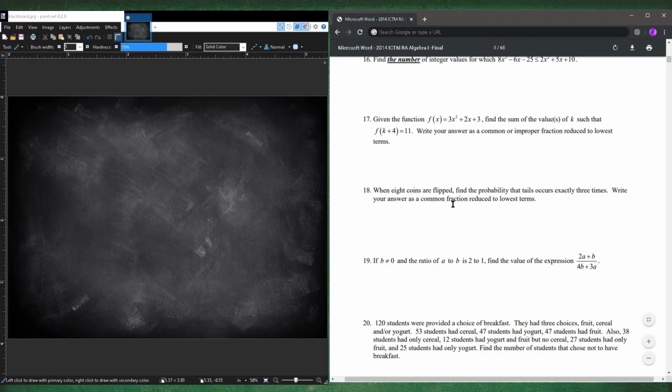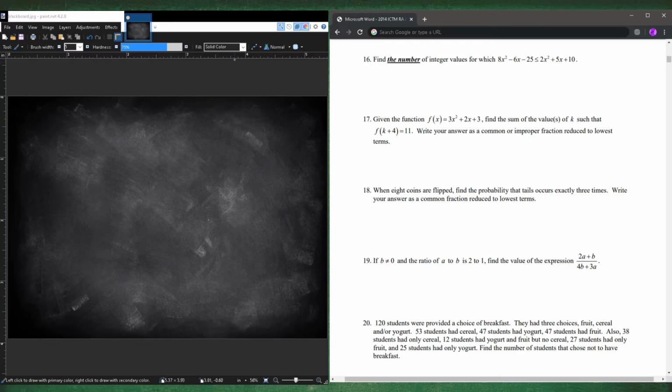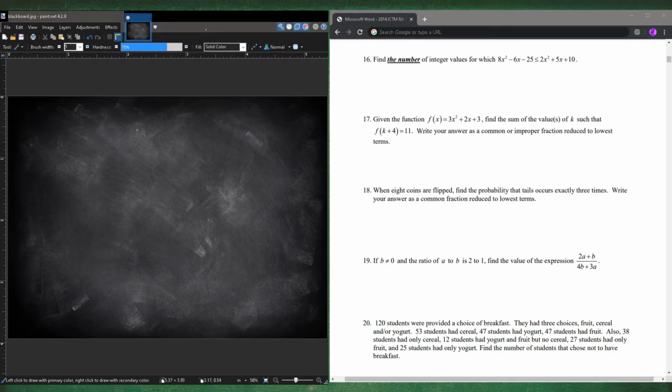Number 18. When 8 coins are flipped, find the probability that the tail occurs exactly 3 times. So this is just basically something with combinations. So the usual equation is n c r times the probability of the first one, raised to some power, let's say it's r, and then times 1 minus p, so the other probability, raised to n minus r. So that's the general equation.